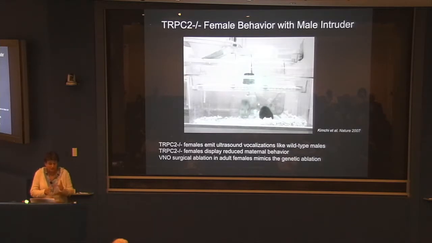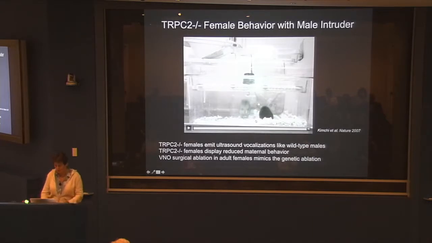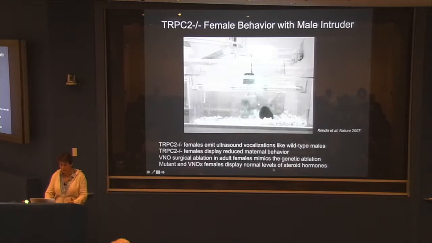And to prove that this behavior was not due to the miswiring of the brain during development, we removed the vomeronasal organ in the adults. So we let a female develop and then surgically ablated the VNO and tested the behavior of this female and found exactly the same behavioral phenotype. And as well, we found that these animals have normal level of steroids. And so this was telling us something very different.